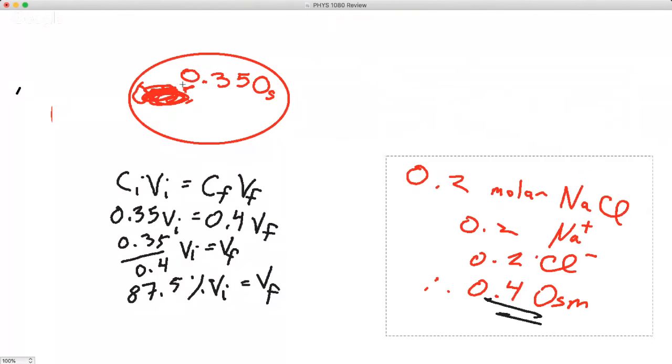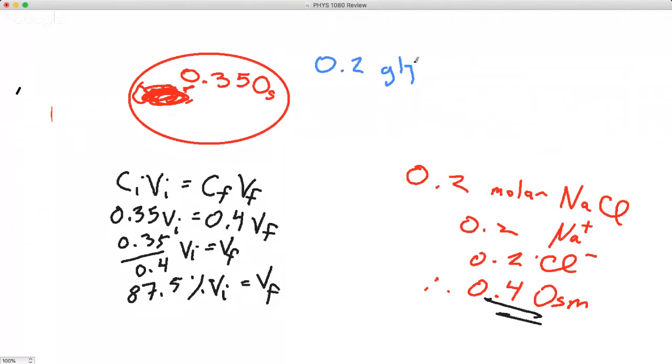Let's say that we've got 0.35 osmolar inside the cell. Let's make it blue. Suppose you put 0.2 osmolar of glycerol on the outside. Make it 0.2. Okay, so 0.2 molar glycerol.